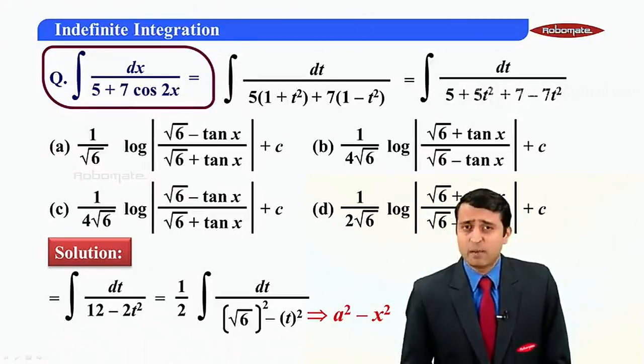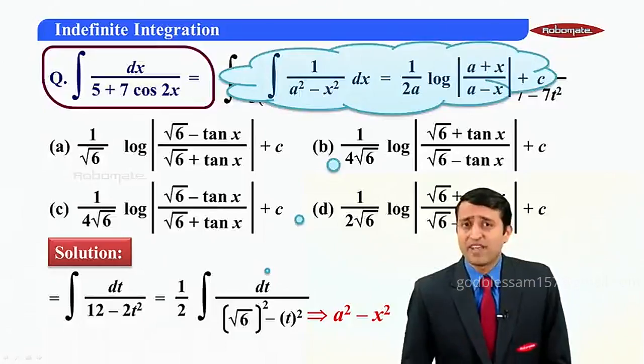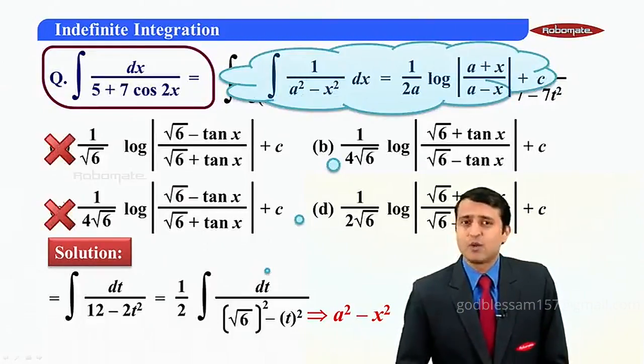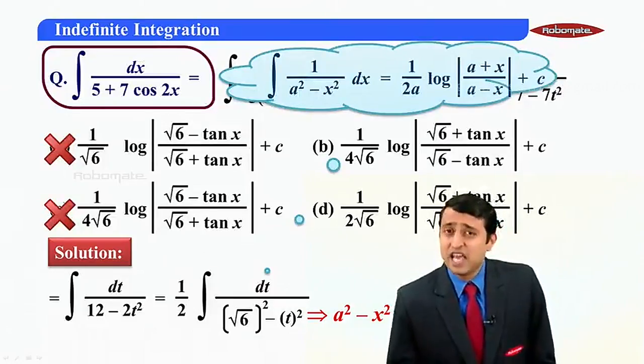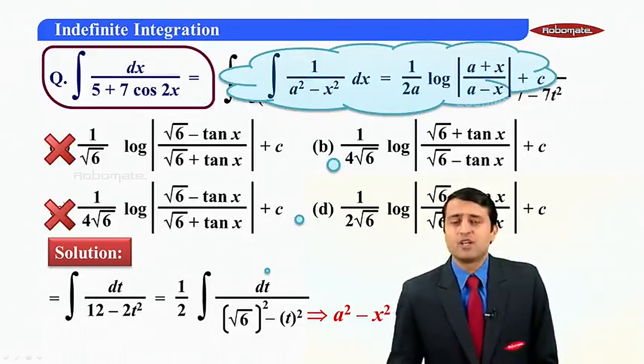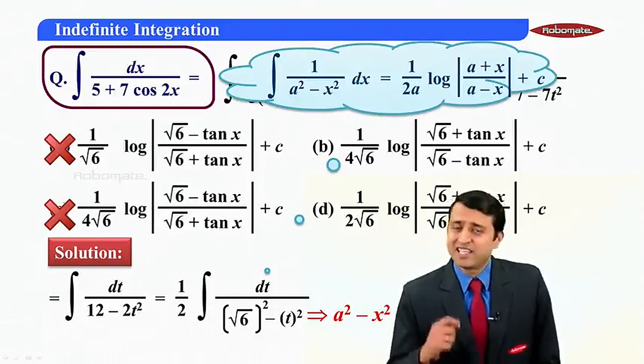When I say a square minus x square, the formula is 1 upon 2a log mod of a plus x. That is, the numerator should have a plus. The options a and c have a minus in the numerator, so they are not my answers. So either b or d is the answer.